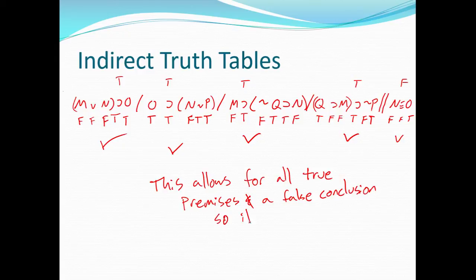So it is invalid. We finally hit all true premises and a false conclusion without a problem, so it's invalid. So one more time, if you don't have a problem, the argument's invalid. If you do have a problem, try again.